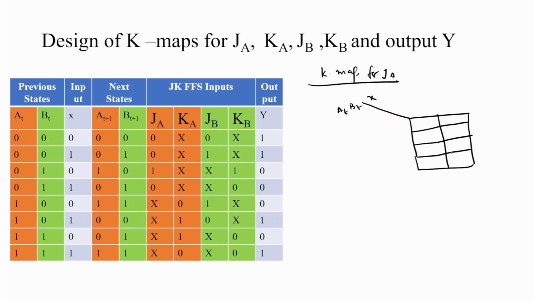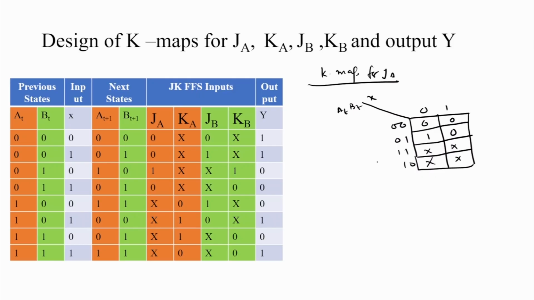What are the values here? For J, the values are 0 0 1 0, then X X X X, and the rows are 0 and 1, with columns 0 0, 0 1, 1 1, 1 0, which are written in Gray code.